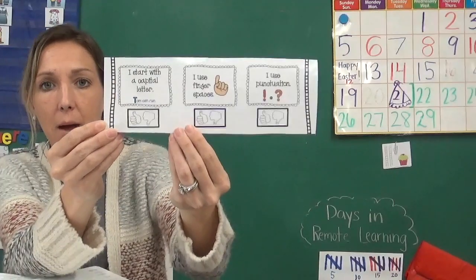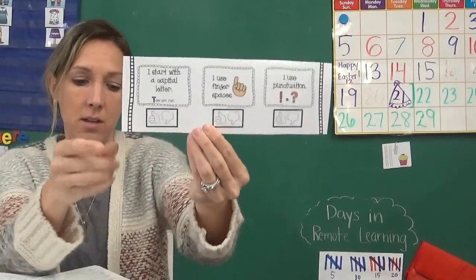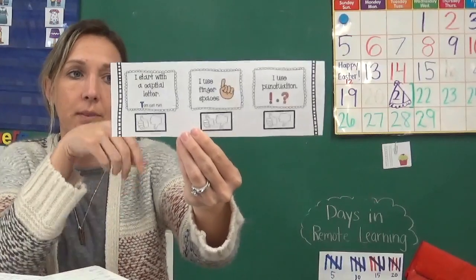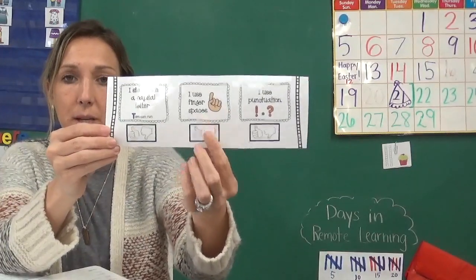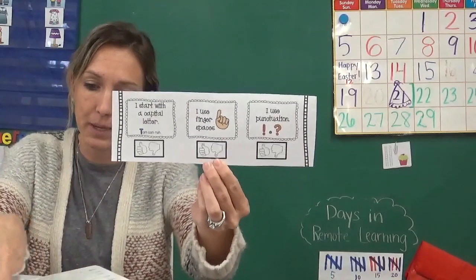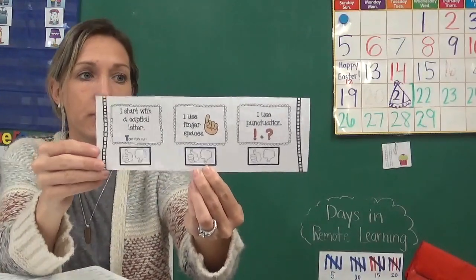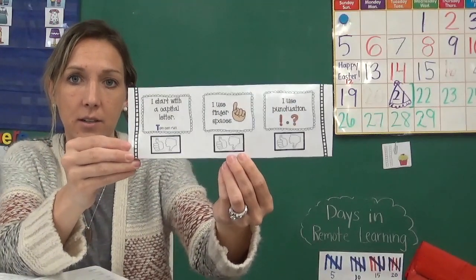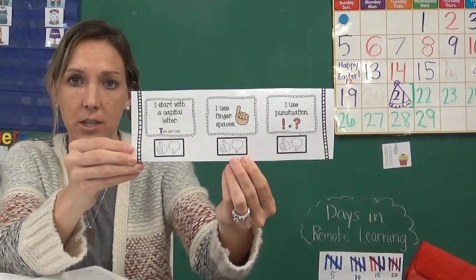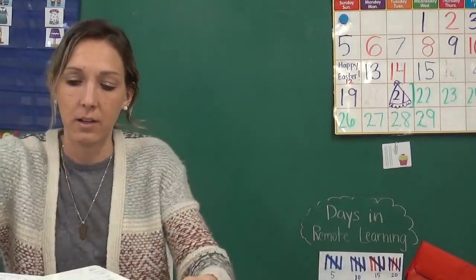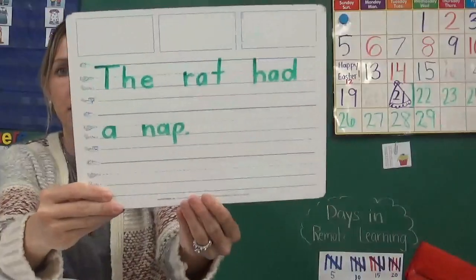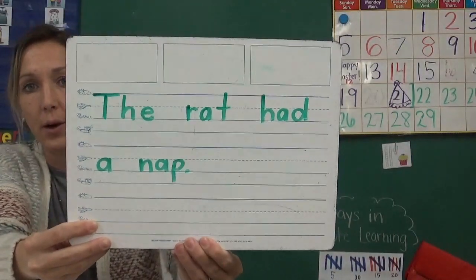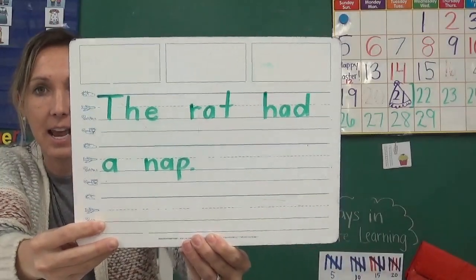I started with a capital letter. So our first word was the, so everybody should have an uppercase T. I used finger space between each word. Check your finger spaces. And I used punctuation at the end. Go ahead and check your work. Okay, now you get to be the teacher and make sure you had everything correct. The rat had a nap.